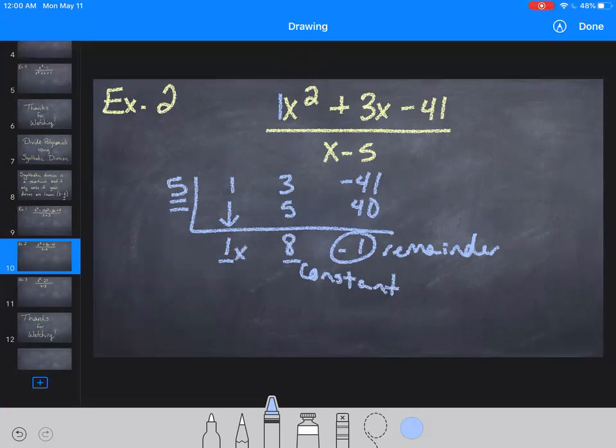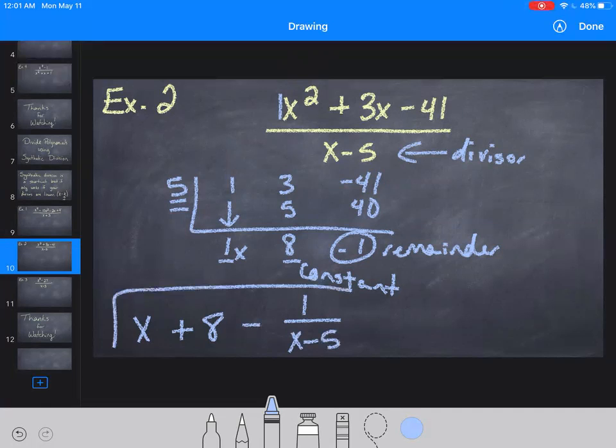So my answer is going to be x plus 8. Since my remainder is negative, we're going to put minus 1 over my divisor. And remember, the divisor is the x minus 5 that's in the denominator. So 1 over x minus 5. So my answer is x plus 8 minus 1 over x minus 5.